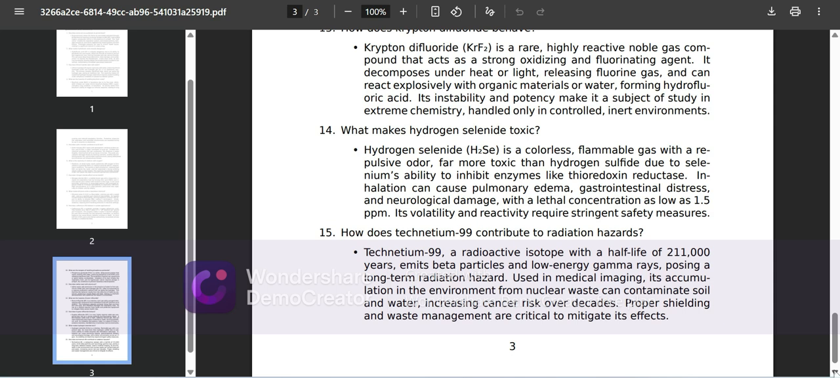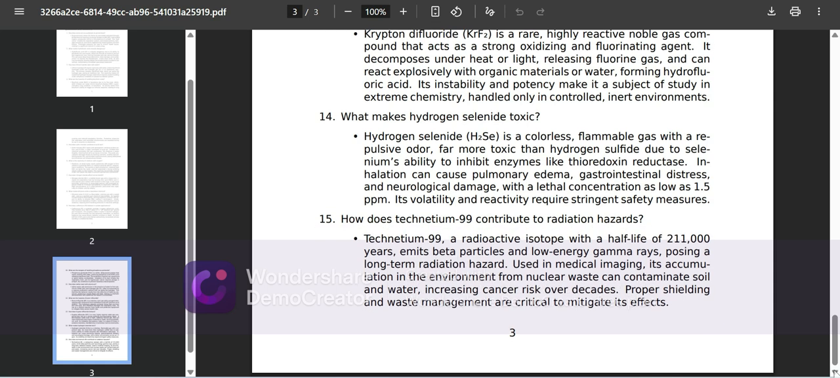What makes hydrogen selenide toxic? Hydrogen selenide, H2Se, is a colorless flammable gas with a repulsive odor, far more toxic than hydrogen sulfide due to selenium's ability to inhibit enzymes like thioredoxin reductase.